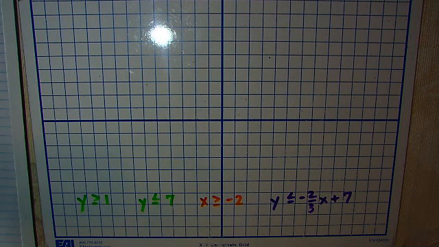All right. So for this problem, we do have four inequalities. You can see them on the bottom here. So we have y greater than or equal to 1, y less than or equal to 7, x greater than or equal to -2, and then we have y less than or equal to -2/3 x plus 7.